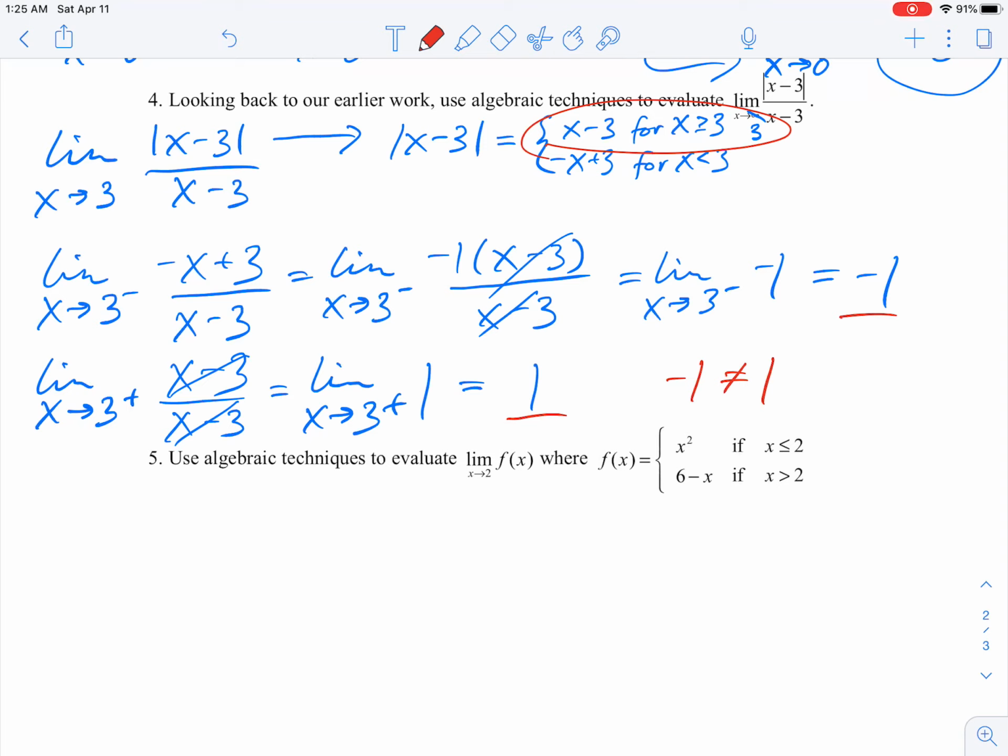So there we've shown algebraically that the limit as x approaches 3 of the absolute value of x minus 3 over x minus 3 does not exist.